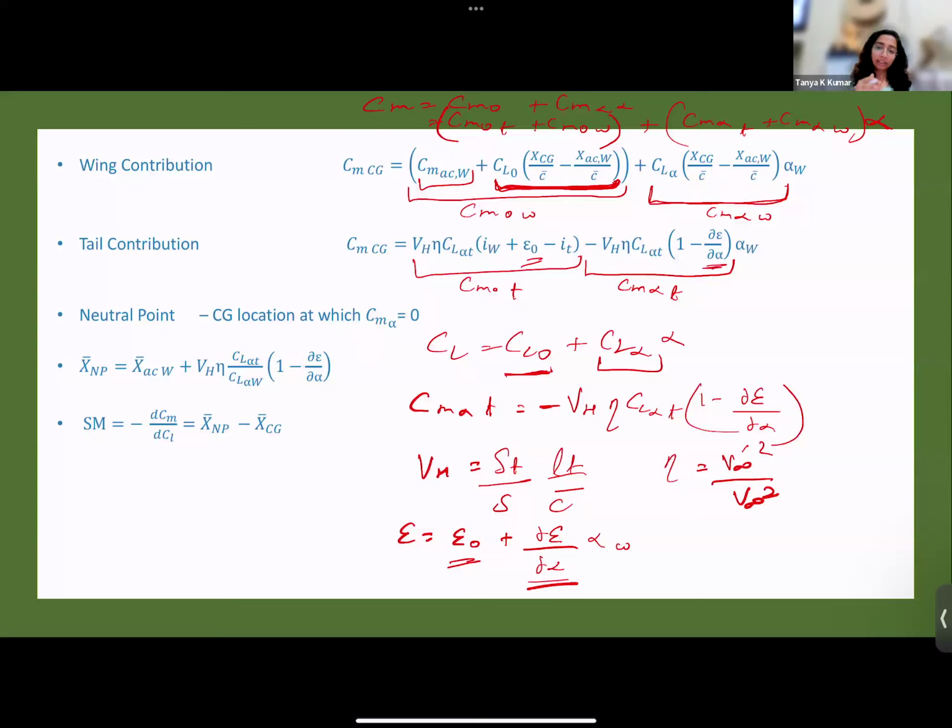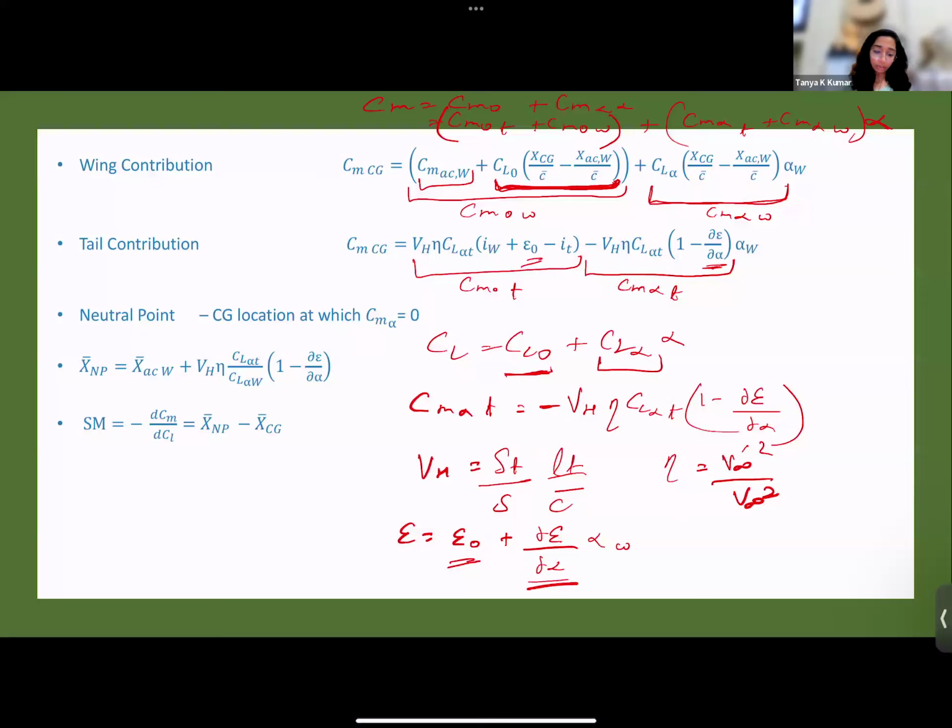So AC is the point about which CM is independent of angle of attack, but AC is for the wing or for the tail, for any aerodynamic surface. Neutral point is similar to the aerodynamic center, but it is for the entire aircraft. All right. So neutral point is the CG location at which CM alpha is 0, which is nothing but CM is independent of angle of attack. So at neutral point, your pitching moment is independent of angle of attack, similar to the definition of aerodynamic center. But aerodynamic center is for an aerodynamic surface. Neutral point is for the entire aircraft.